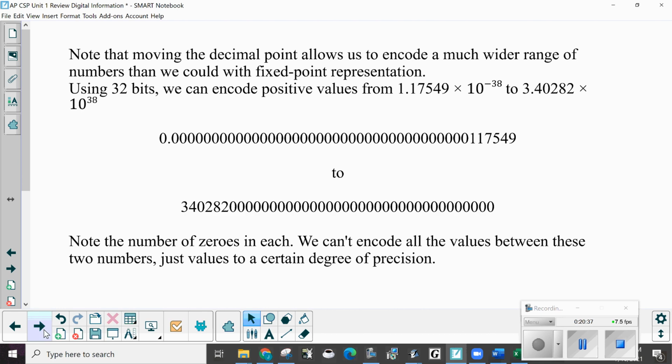Note that moving the decimal point allows us to encode a much wider range of numbers than we could with fixed point representation. Using 32 bits, we can encode positive values from 1.17549 times 10 to the negative 38 to 3.40282 times 10 to the 38, or this many numbers. Now note the number of zeros in each. We cannot encode all the values between these two numbers, just values to a certain degree of precision. And we'll talk about precision error later, but understand you can't necessarily represent them all with just the 32 bits.